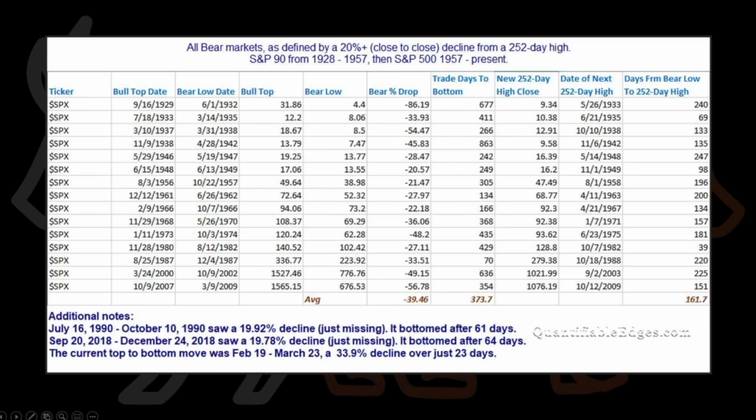So this next one looks at... this is just a table I did, and I thought this would be interesting to talk about in light of where we are now with this massive market decline and then huge rebound we've had so far. This looks at all bear markets back to 1928, as far as my data goes. This is for the S&P 500. Prior to 1957, it looks at what was the S&P 90 at the time.